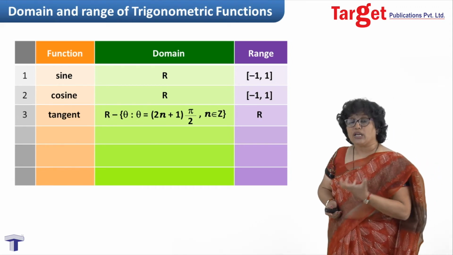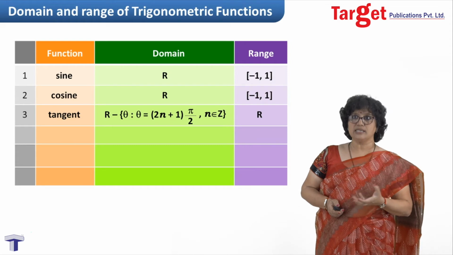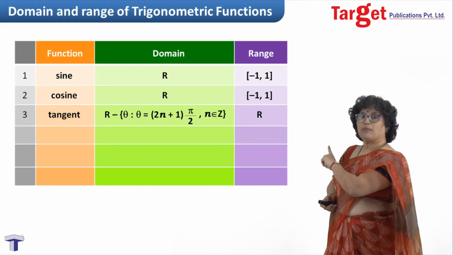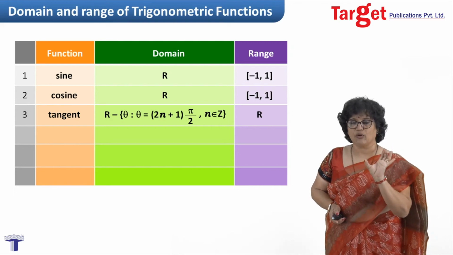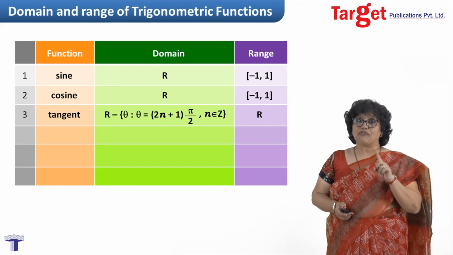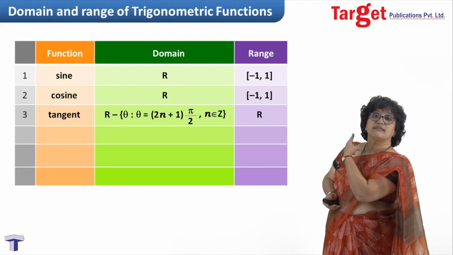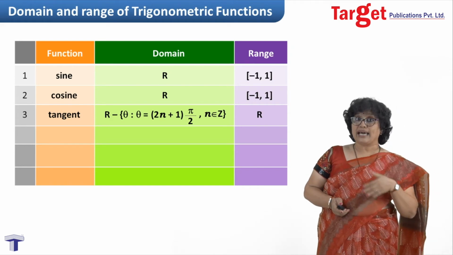Now, next is tan theta. Theta not equal to odd multiple of pi by 2, we will have to write. So, the domain is all real values except odd multiples of pi by 2. Means they will have to be deducted from there. And what about the values of tan theta? Tan theta can take any real value, and hence the range is capital R. Now, go for their reciprocals.